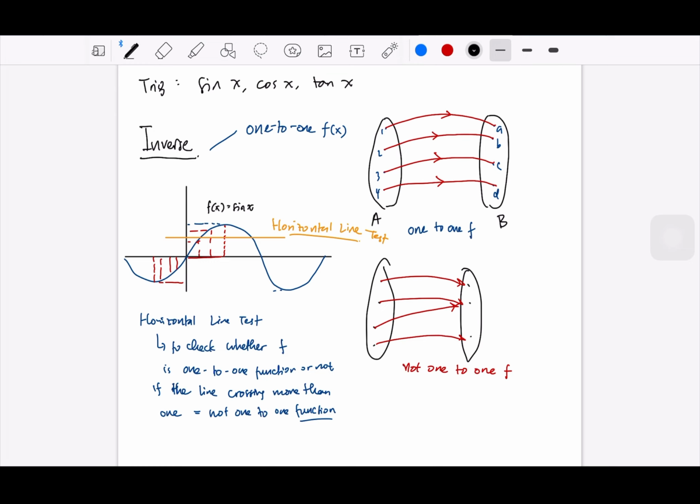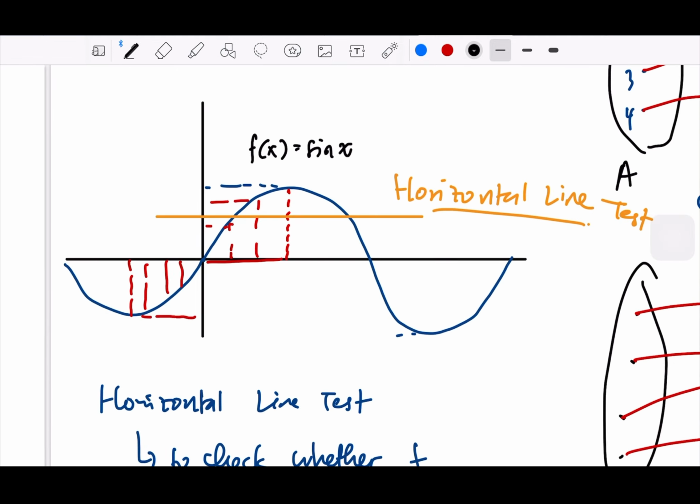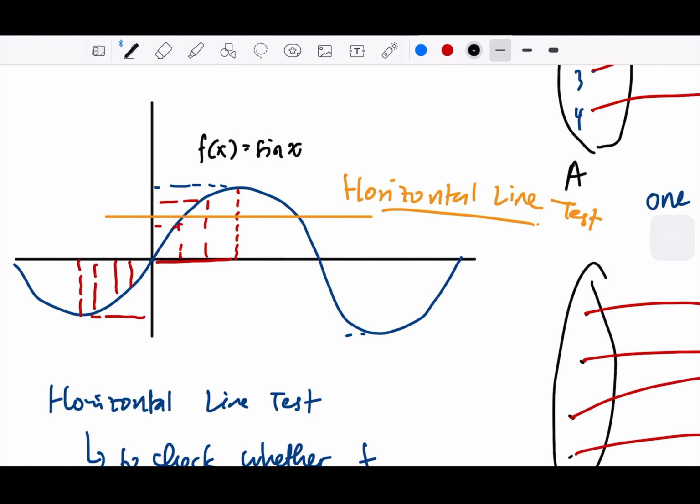Which means I draw a graph like this. It's a sine graph, sine x. Let's say we have sine x. Let me zoom in. If I'm asking, is this whole sine x a one-to-one function? No. Okay, agree? No.